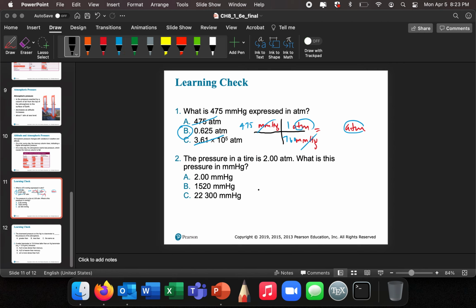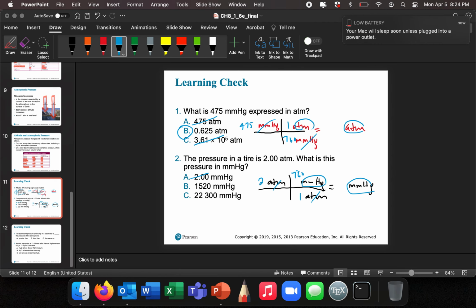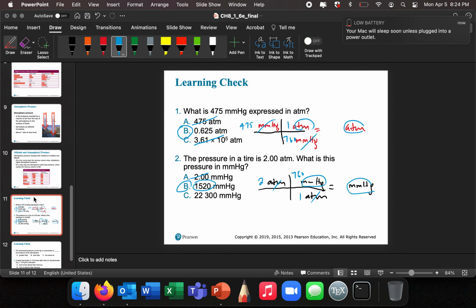All right, so let's do the second one, which presumably you've already done. You paused the video and looked at it. They're asking, if you have 2 atmospheres, what's the pressure in millimeters of mercury? We set it up like this, millimeters of mercury. I was given atmospheres, and I know that there's 1 atmosphere for every 760 millimeters of mercury. And so if we're asking for 2 atmospheres, atmospheres cross off, and I'm left with millimeters of mercury. 2 times 760 is not 2. 2 times 760 is about that. I guess that's right, B.